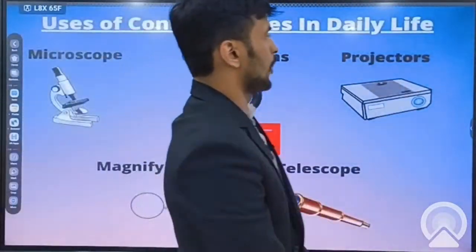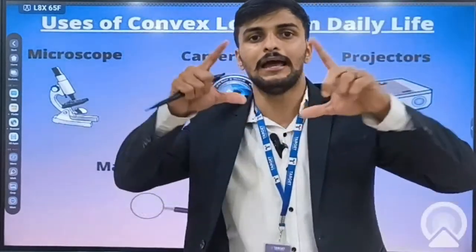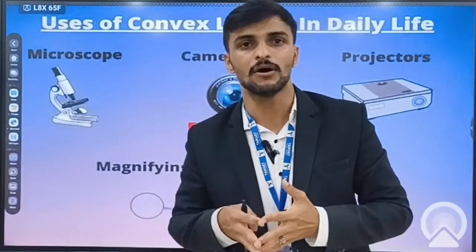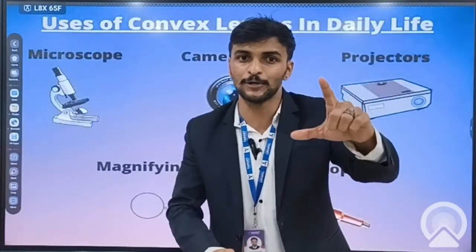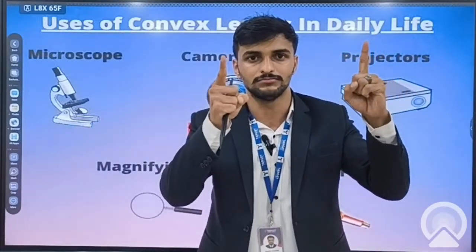Then uses of convex lenses. Once again, convex lenses can produce enlarged images like concave mirrors, exactly the same as concave mirrors. So convex lenses also produce enlarged images. They also produce virtual images when the object is placed in between F and O. Clear?